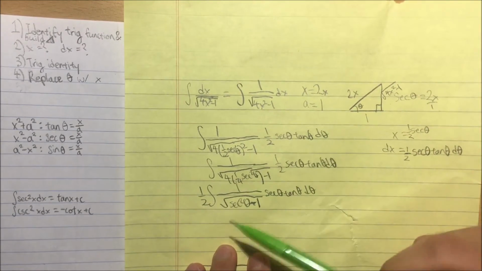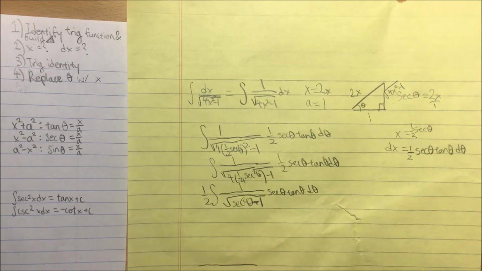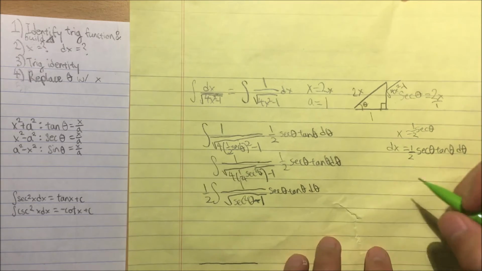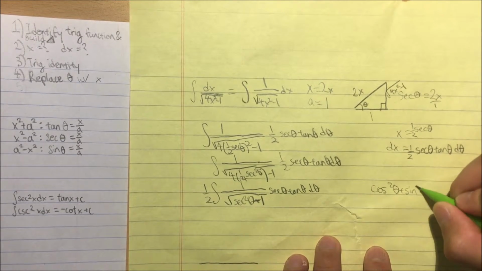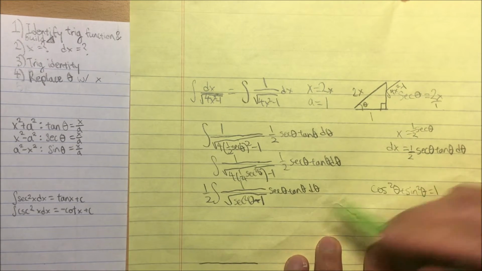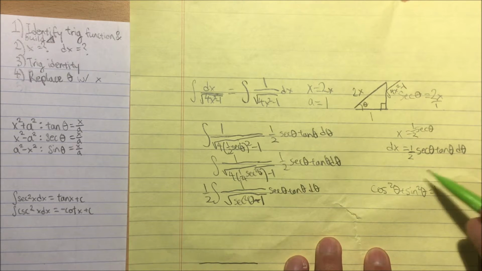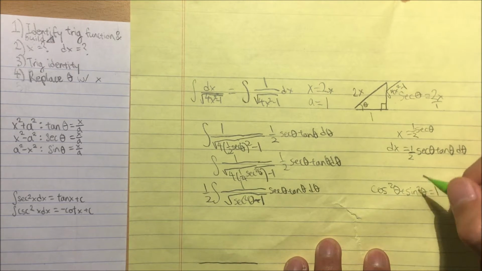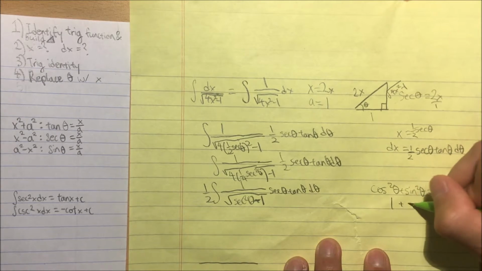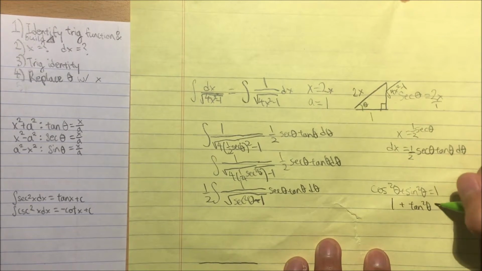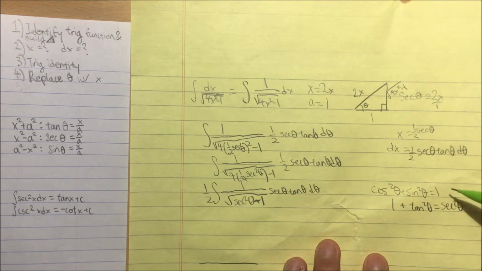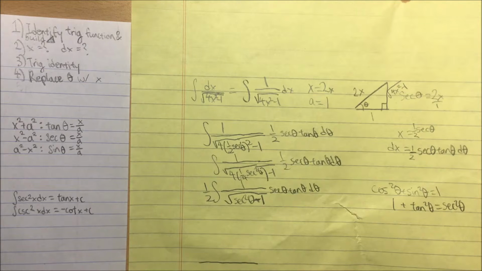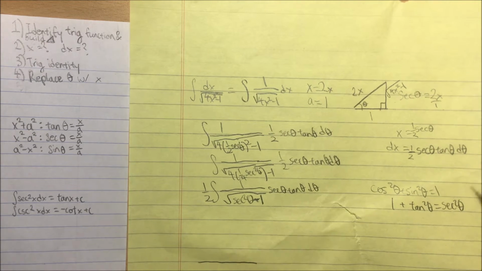And then I will be eliminating this secant squared of theta minus 1 using a trig identity. So let's just write it down. To get to secant squared of theta, I'll be dividing everything by cosine squared of theta. So that gives us 1 plus tangent squared of theta is equal to secant squared of theta. And that means secant squared of theta minus 1 is tangent squared of theta.